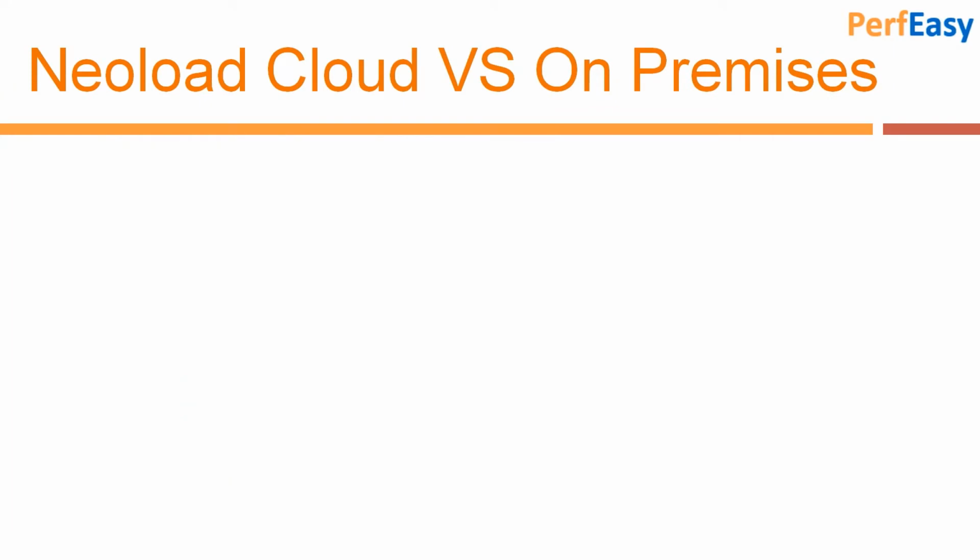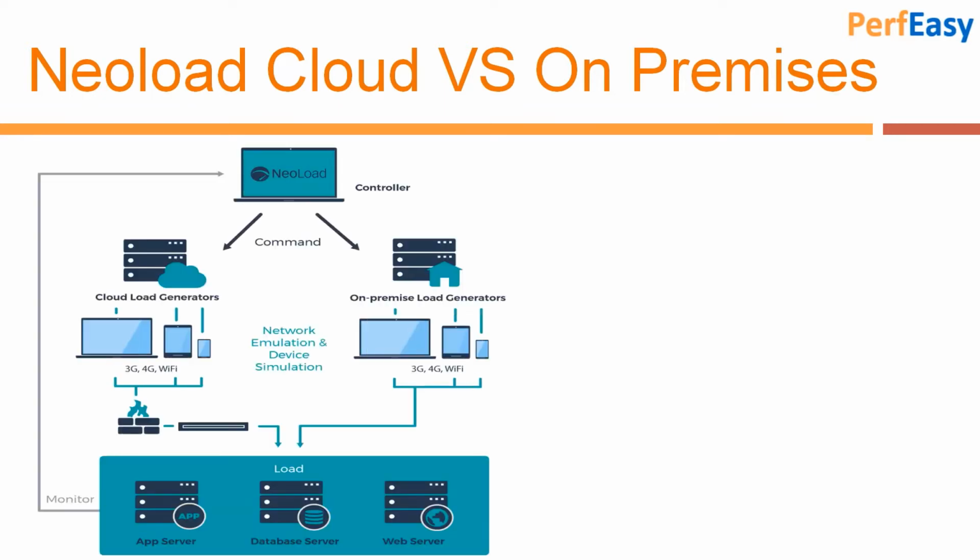The next important topic to understand is NeoLoad Cloud versus on-premises. This is a generic model, and you would also see similar things in other tools, where we have one controller which is going to give commands to multiple load generators. Now, load generators can be of two types. One is on the left side, if you see, these are cloud load generators, and they can generate different types of networks and different types of devices.